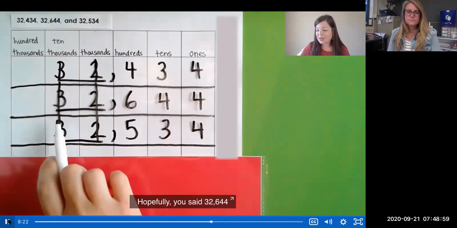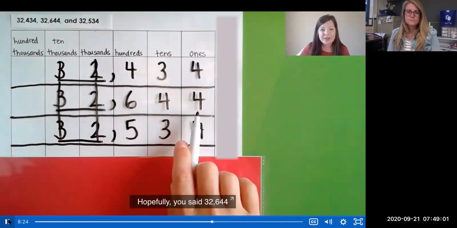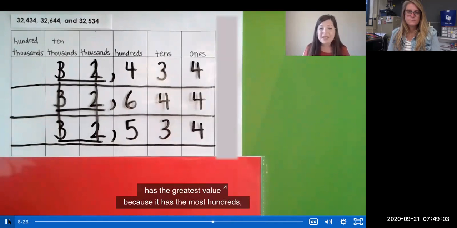Hopefully you said 32,644 has the greatest value because it has the most hundreds. So with our numbers, we looked at the 10,000s place first and saw that the digits in the 10,000s place in each number were all the same. Then we moved over to the thousands place and noticed the same thing. All of the digits in each number are the same. So then we're going to move to the hundreds place to compare our numbers.